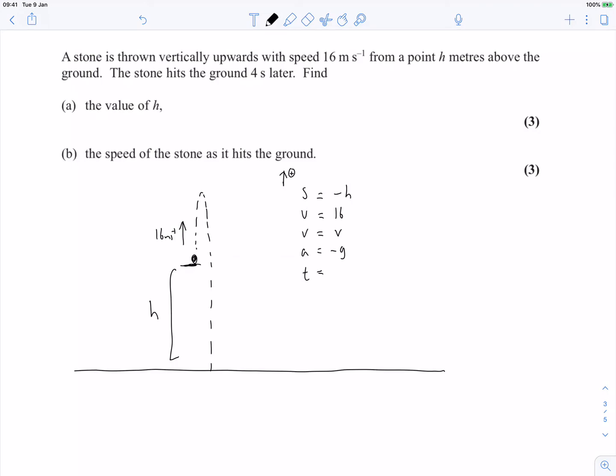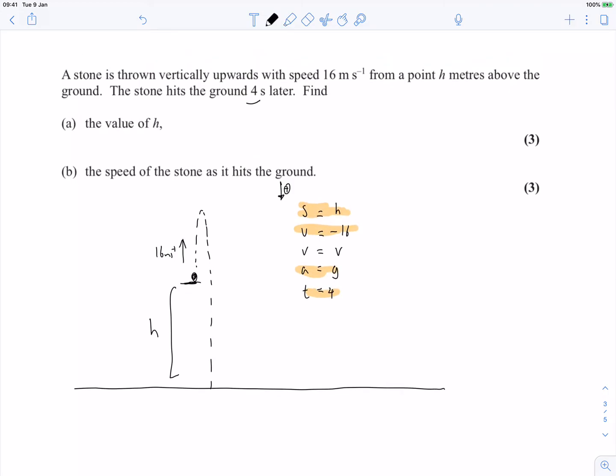Let's just for the giggles, reverse this. If I define the downwards direction to be positive, then the net displacement S is actually h. But the initial velocity is now minus 16, because it's in the opposite direction of what we're defining to be positive. V is, I don't know, it's V. A is now positive g. And T, well, we're told it hits the ground 4 seconds later. So what SUVAT equation links S, U, A and T? Oh, shock horror. It's that old S equals UT plus a half AT squared again.